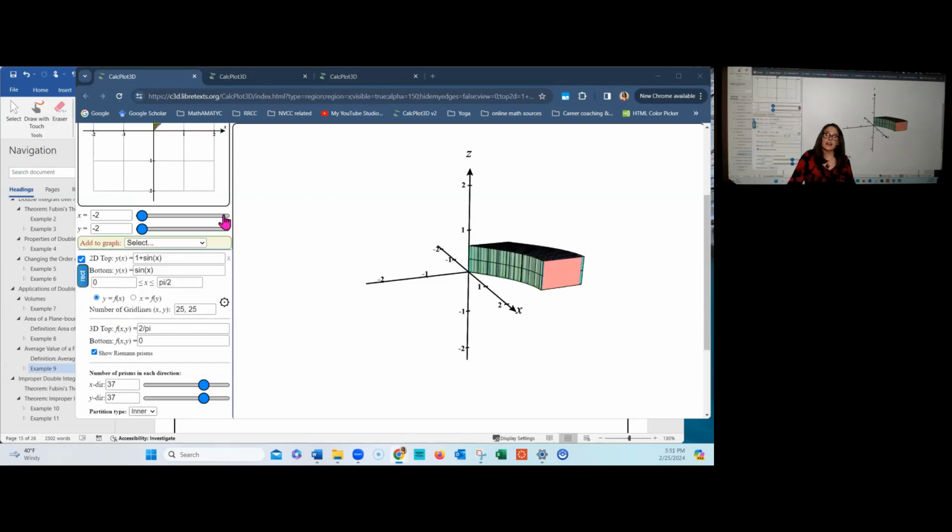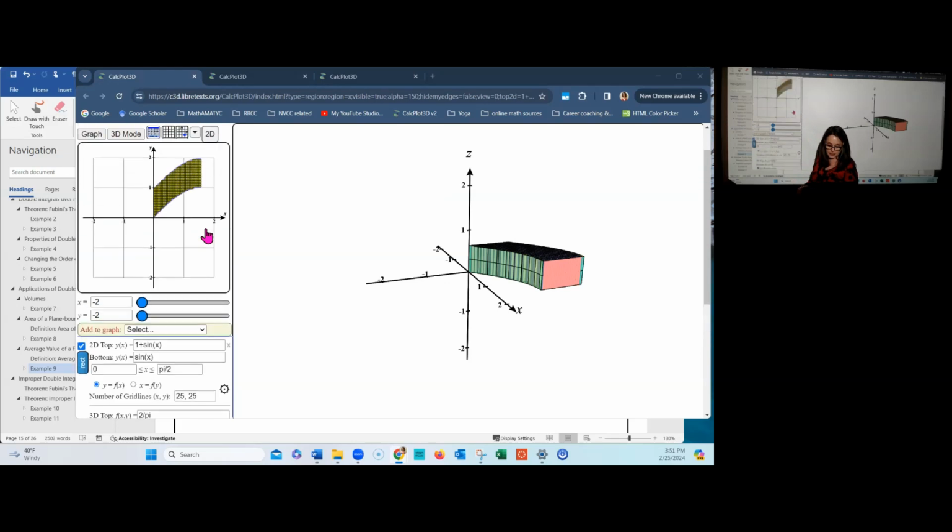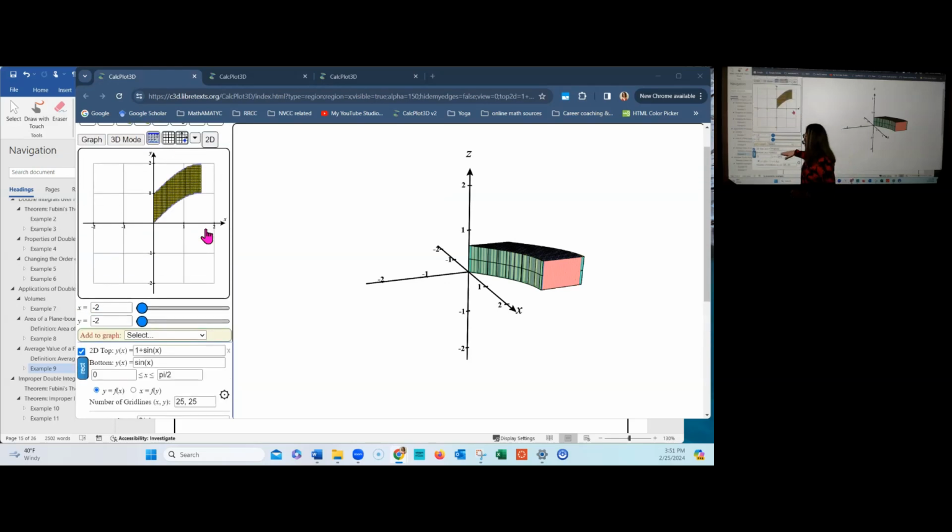In order to find the solid that has the same volume but a uniform height, what we want to do is open up another region. We're still going to have y plus sine x as the two-dimensional top based on the 2D trace plane that we see up here. We want the bottom of the 2D trace plane to be the function sine of x and x to vary from 0 to pi over 2.